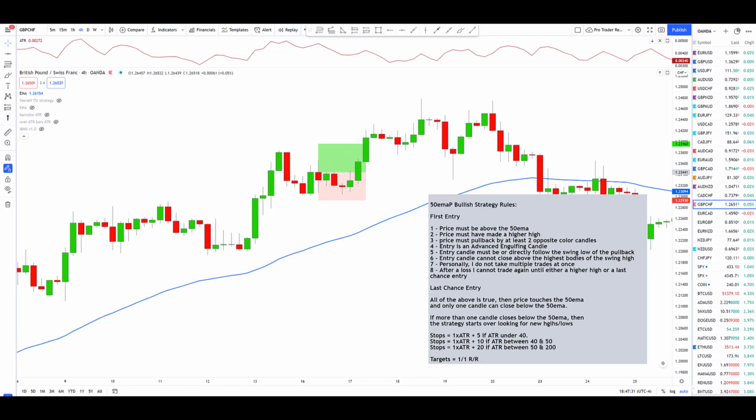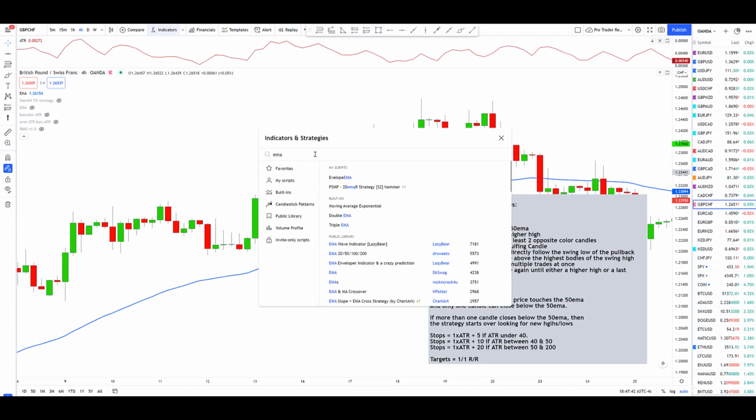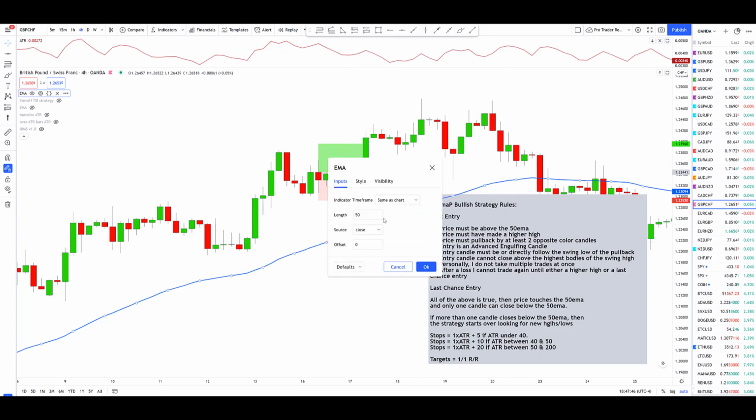The first thing we're going to look at is a bullish version of this strategy. To implement this strategy, you will need to plot the 50 EMA on your chart. Again, in case you don't remember, go to indicators, type in EMA, exponential moving average is what you're looking for, click it, and go to the settings of that indicator, make the length 50. This is one of the indicators that we will be using for this strategy.